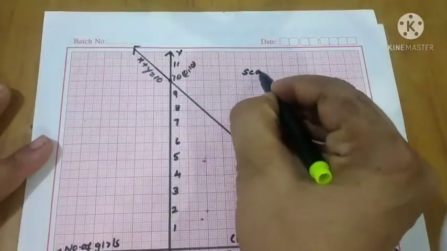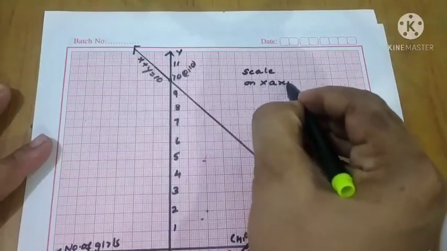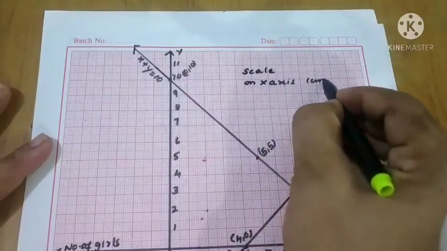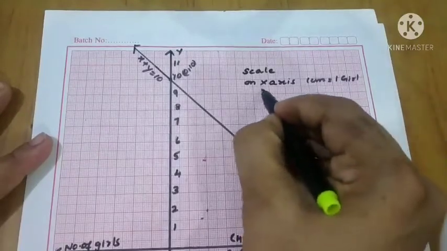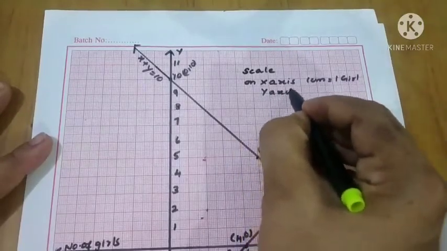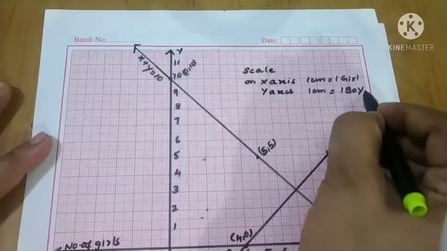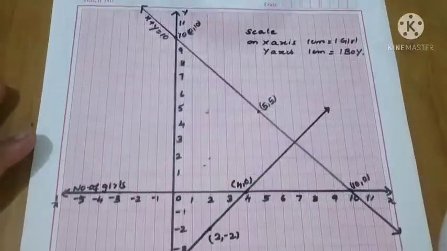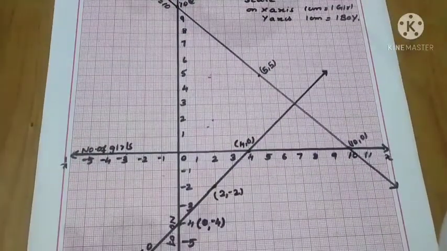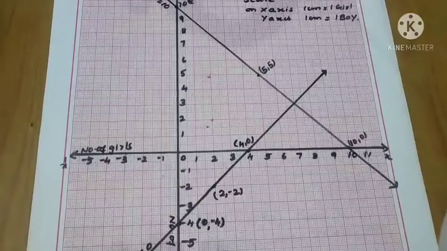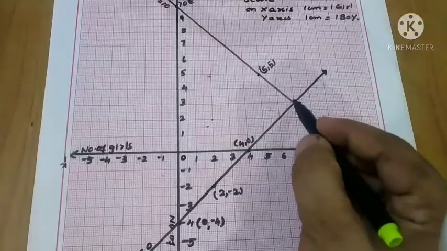Scale on x-axis: 1 centimeter equal to 1 girl, and y-axis: 1 centimeter equal to 1 boy. Okay. So these are the points, and after drawing the lines, since I told you that we are having two lines, what are the possibilities there? Here we can see that they are intersecting at this point A.